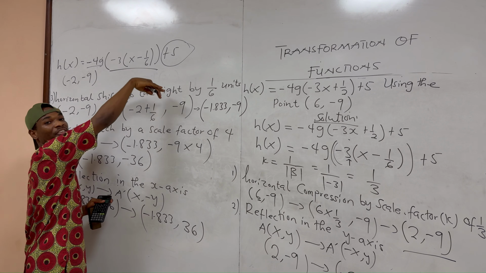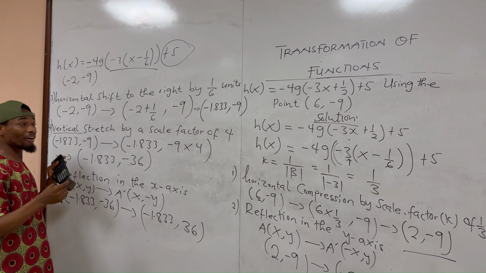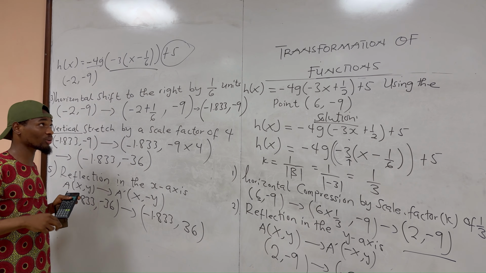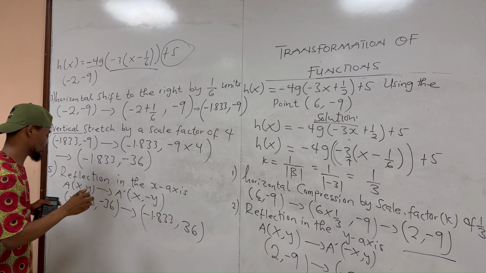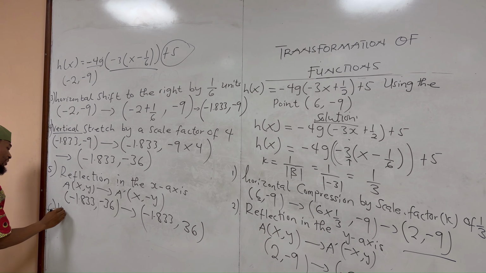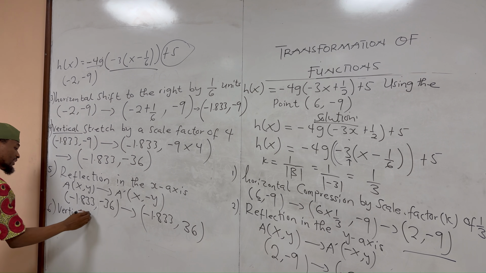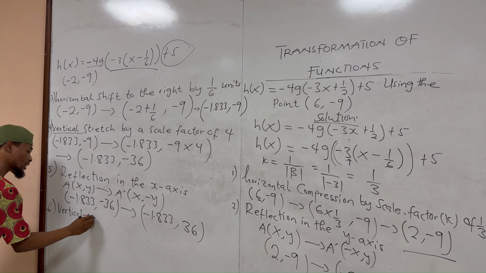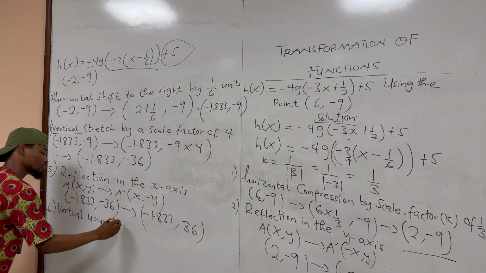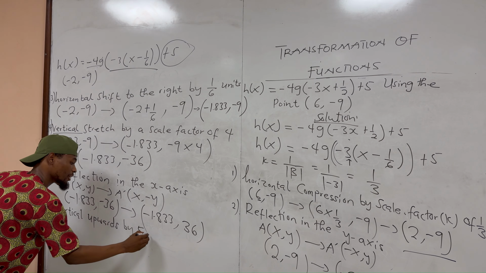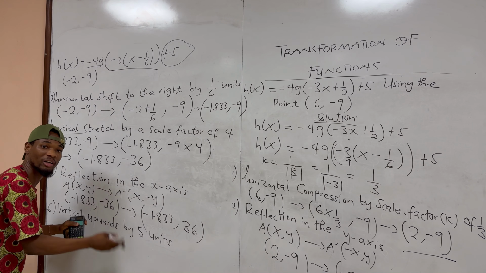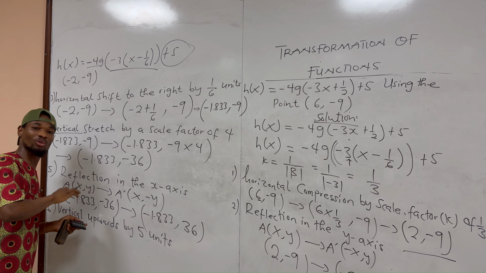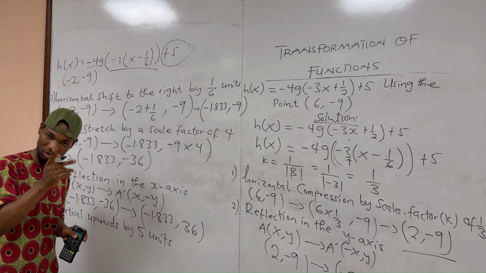So this represents a vertical shift, either upwards or downwards. Positive implies upwards, right? So we have the sixth one, vertical shift upwards by 5 units. For this you don't multiply, you either add or subtract. So for upwards and downwards, you do addition or subtraction, but for stretch and compression, you do multiplication, alright?